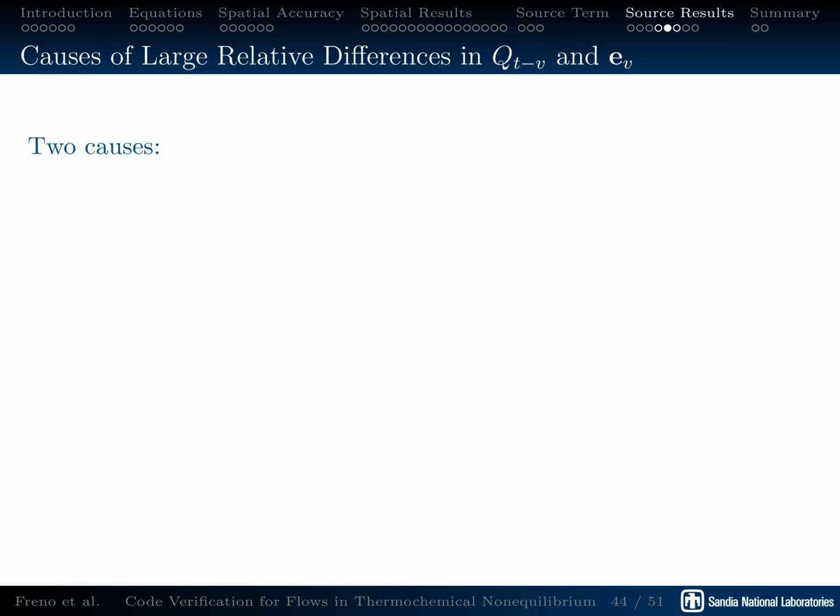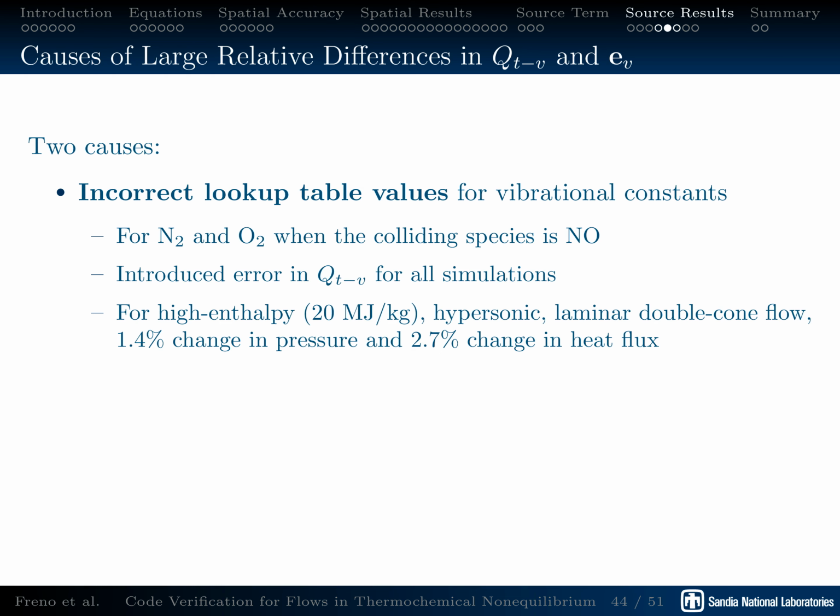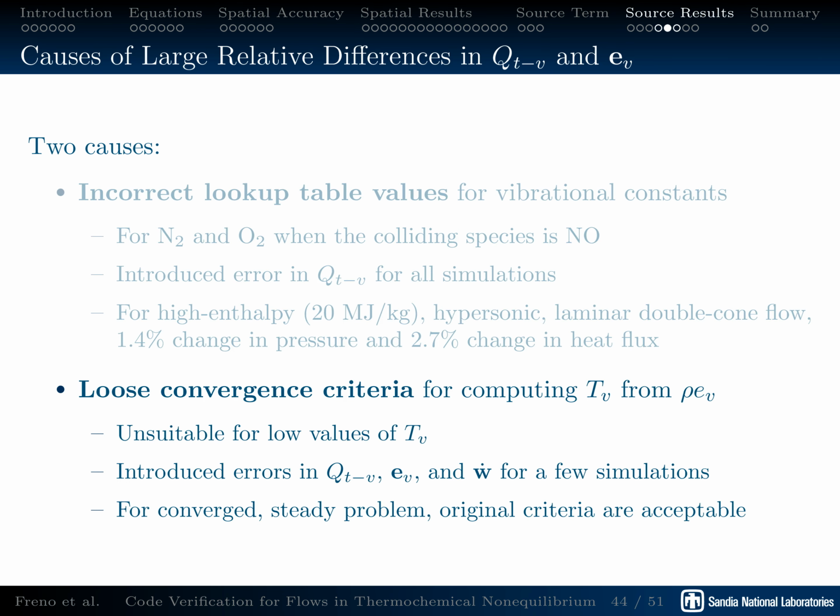We discovered that these discrepancies were due to two causes. The first was incorrect lookup tables for some of the vibrational constants. These introduced errors in QTV for all simulations, and the implications could be seen in realistic simulations. The second cause was loose convergence criteria when computing the vibrational temperature from the vibrational energy. These criteria were unsuitable for low values of TV and introduced errors for all variables for some simulations. For a converged steady problem, however, the original criteria would be acceptable.